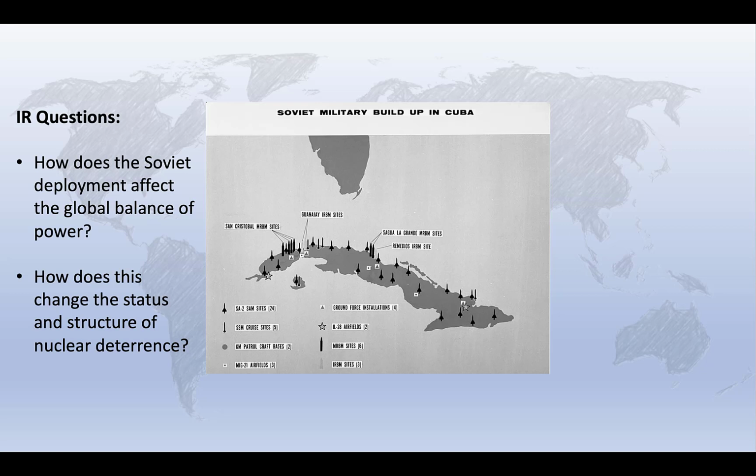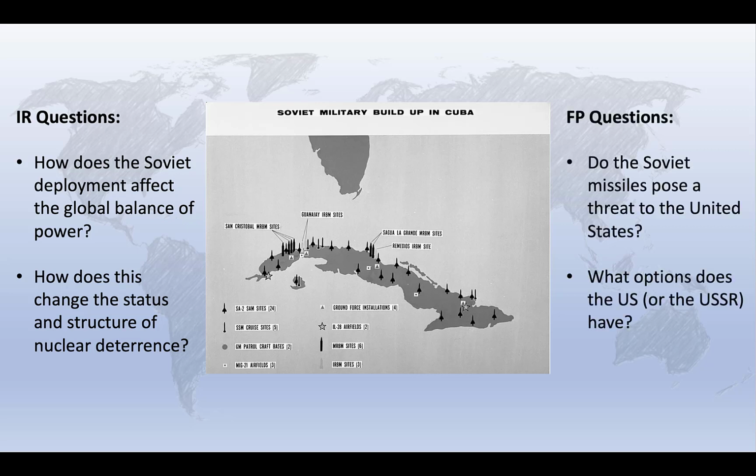And as a field, foreign policy might ask questions like, does the Soviet nuclear missile deployment constitute a threat to the United States? And if so, what options does the United States have to address that deployment? How might the United States force the USSR to withdraw its missiles? International relations is seeking to understand the events surrounding the crisis and how those events structure or impact broader systemic questions in the global system.